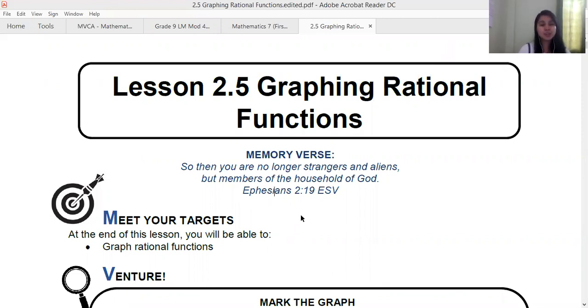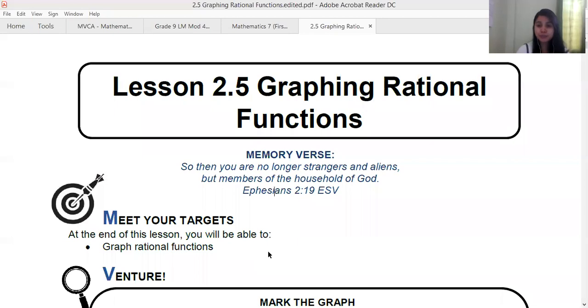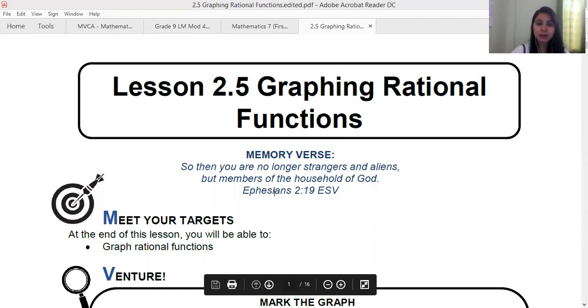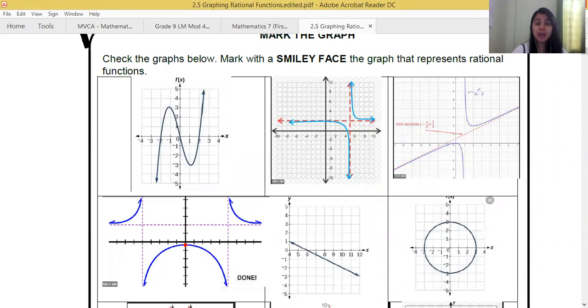In this lesson, we'll be learning how to graph rational functions. Actually, this is a continuation of our previous lesson on solving rational functions. To start with, here's your Venture With Me. You need to check the graphs below and mark with a smiley face the graph that represents rational functions. You could pause this video and do your Venture With Me activity.